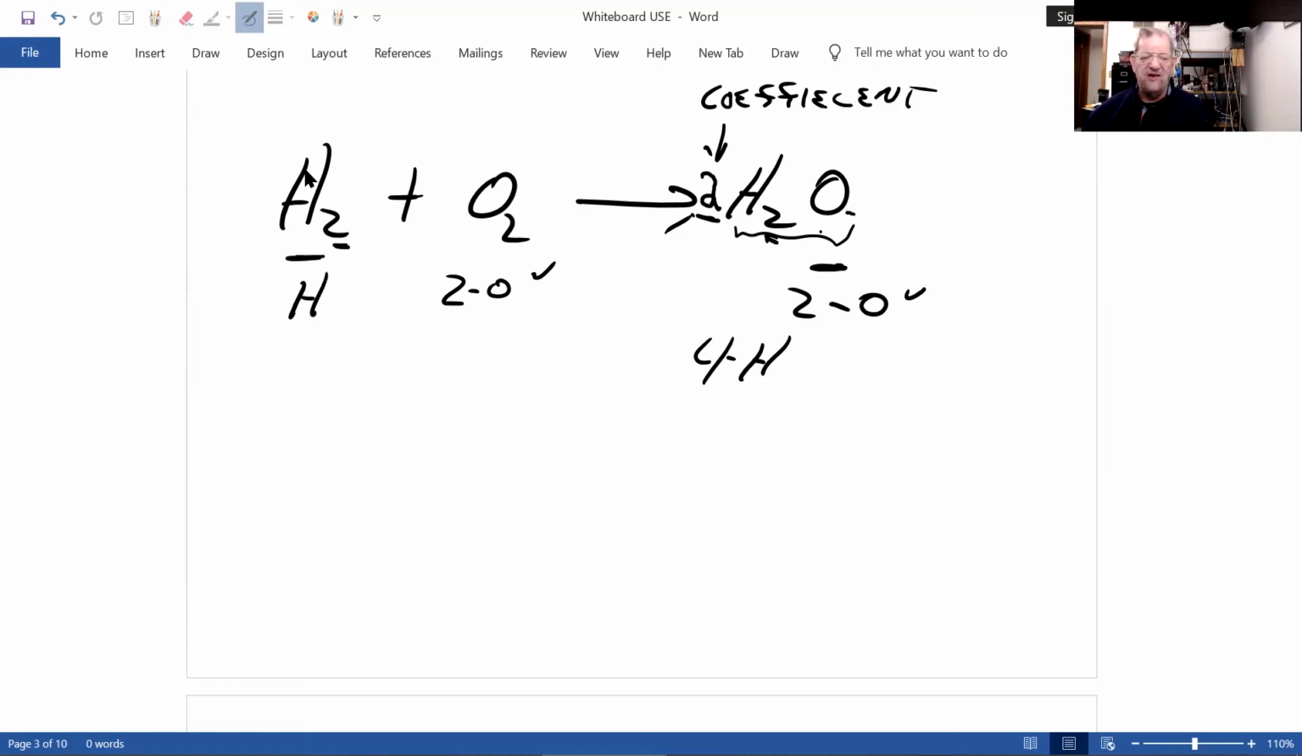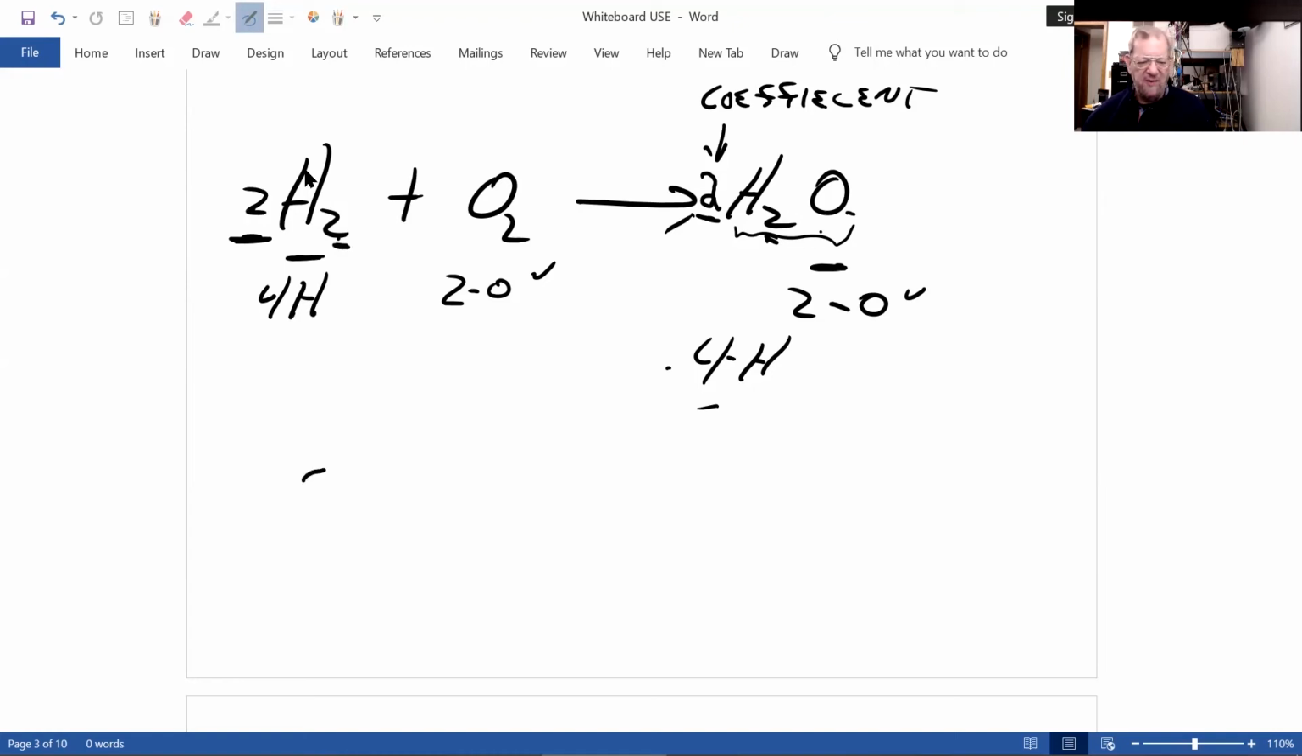Well, I can't change this, but I can change the coefficient, the number in front. If I want to get 4, I have 2. How do I know what number? 2 goes into 4 two times. Get your calculator out. And now how many hydrogens on this side? I have 4 hydrogens. Now you count, even if they're in different molecules, you count all the hydrogens.